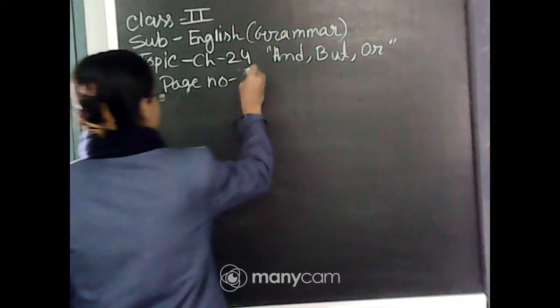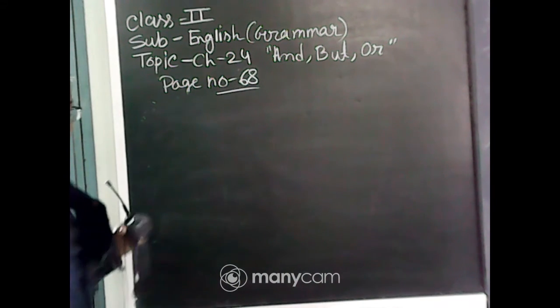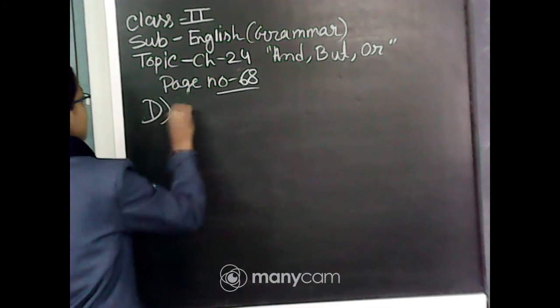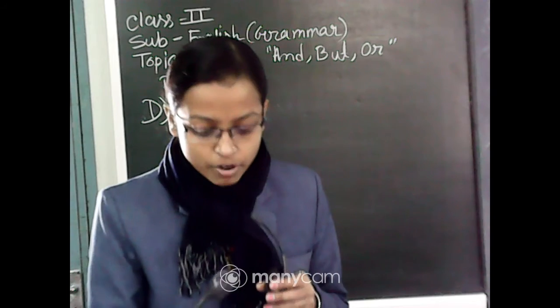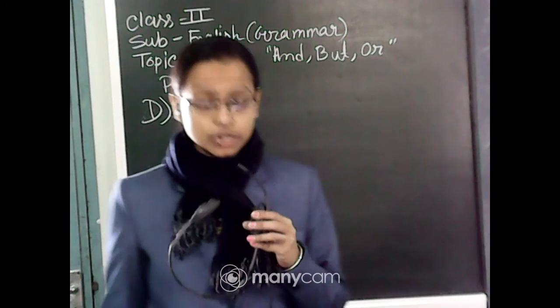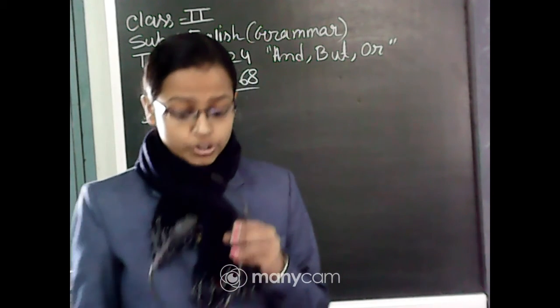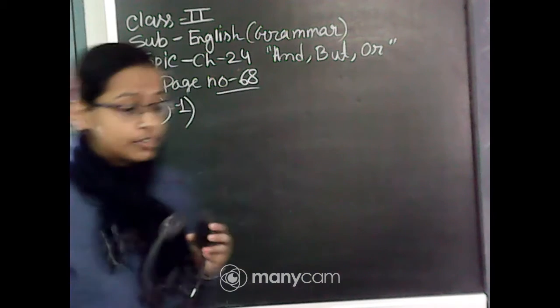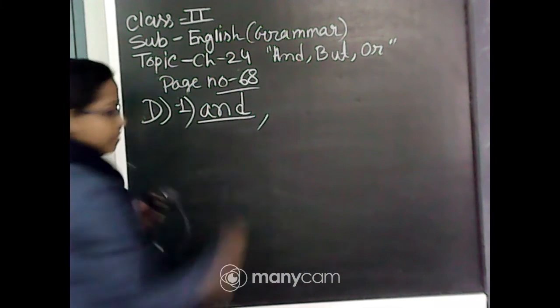Page number 68. Here you can see in D part there are 3 stories and we need to fill in the blanks with and, or, but. Okay. So let's read the story. First story. Shruti went to the market to buy jam dash butter. It will be and: jam and butter.